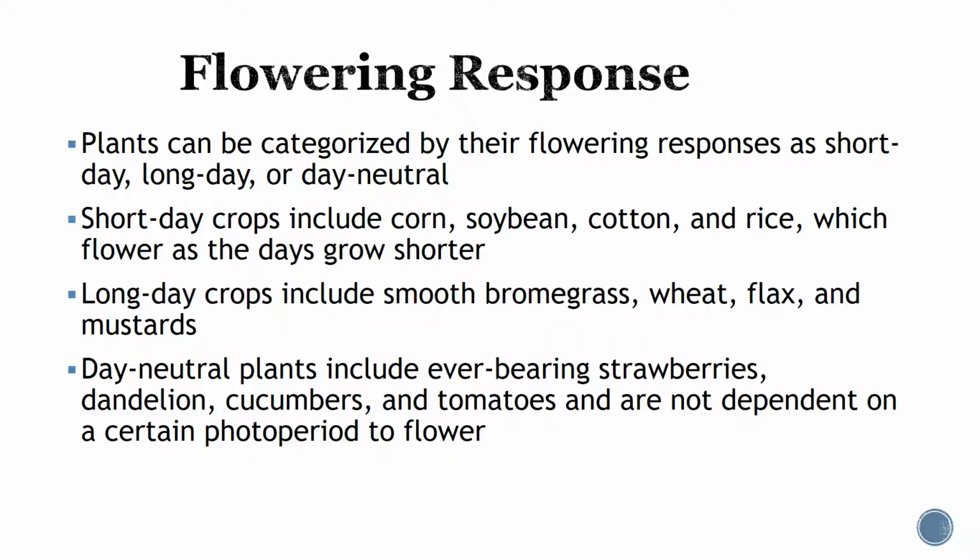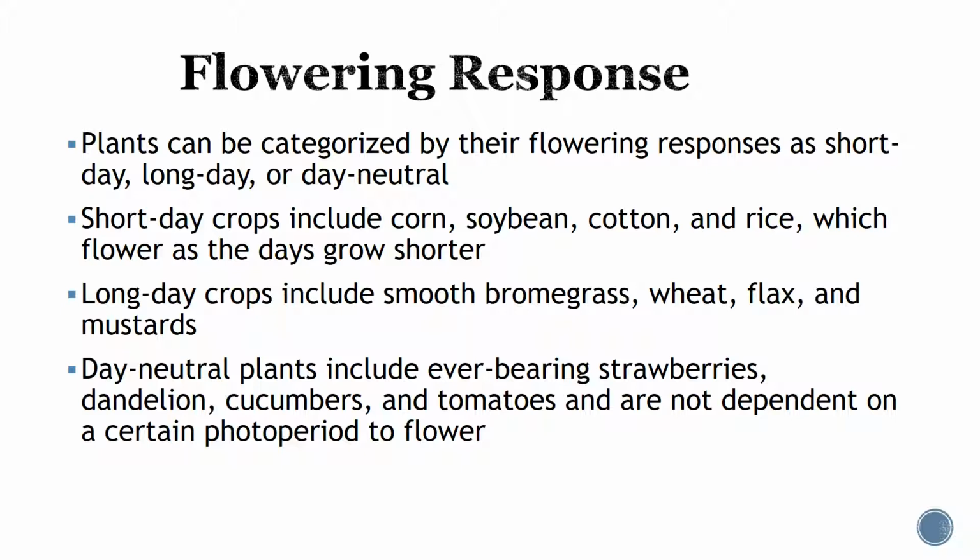So I want you to listen pretty carefully because this flowering response can be a little bit confusing. This is how we categorize how the flowering response will happen: if it's a day neutral, a short day, or a long day. Short day crops, for some examples, are cotton, rice, corn, and soybeans, and they will flower as the days grow shorter, so there's more darkness than they're used to.